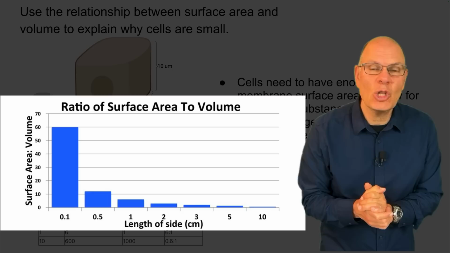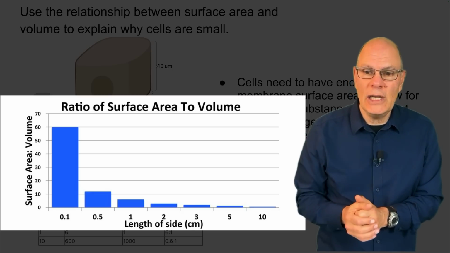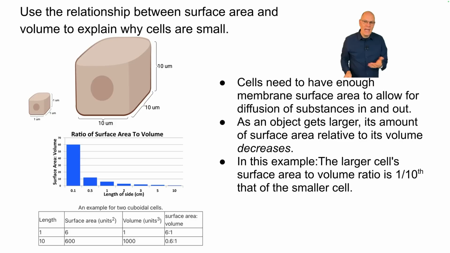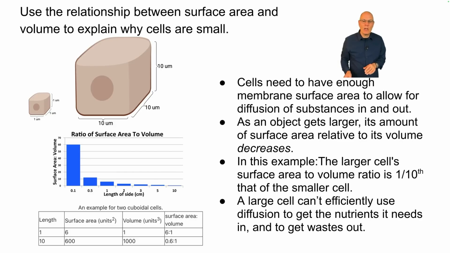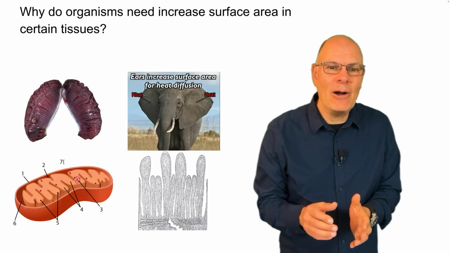As an object gets larger, its amount of surface area relative to its volume decreases. And in this example, the larger cell's surface area to volume ratio is 1/10 that of the smaller cell. And a large cell can't efficiently use diffusion to get the nutrients it needs in and to get waste, carbon dioxide and metabolic wastes out. Why do organisms need to increase surface area in certain tissues? How do they do that?